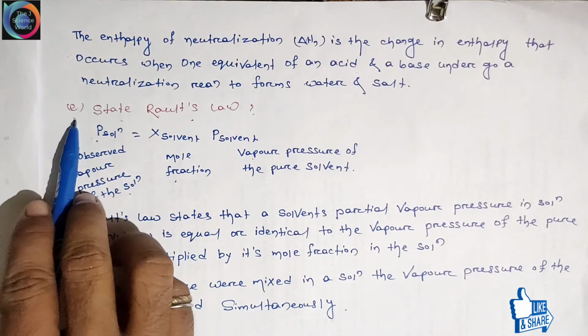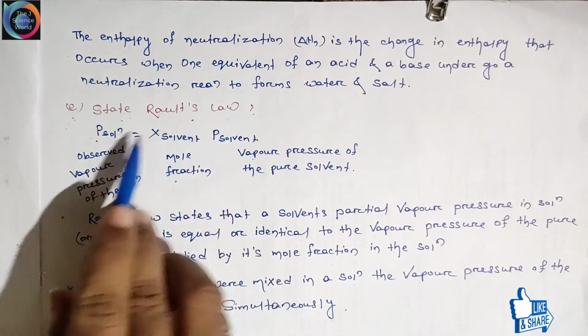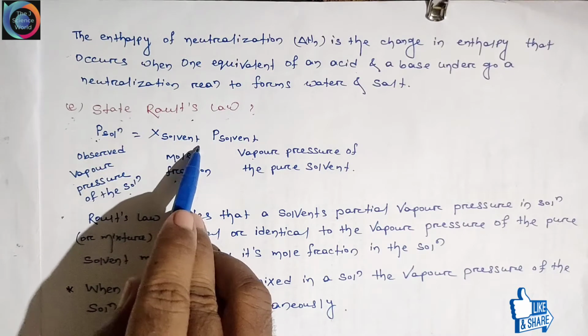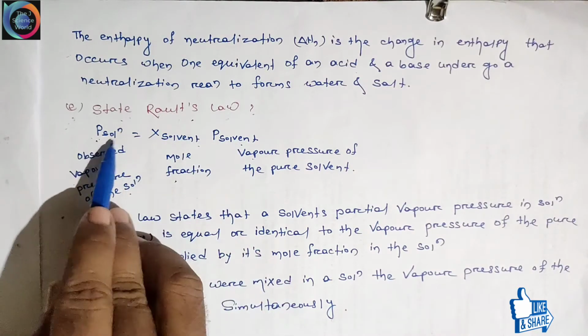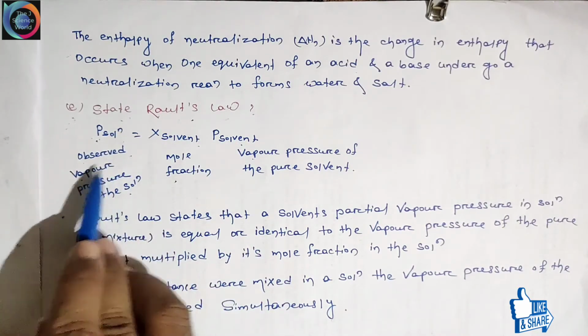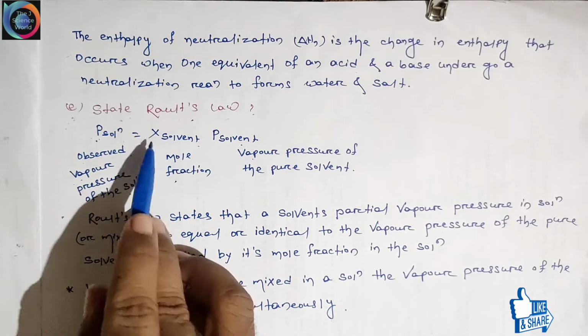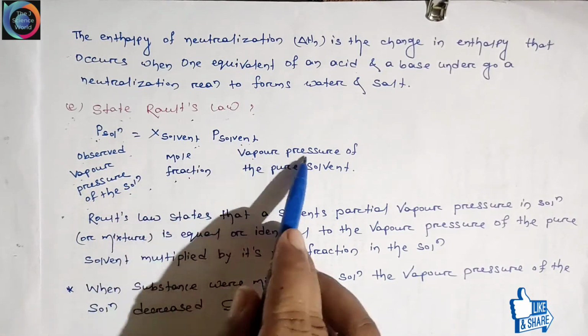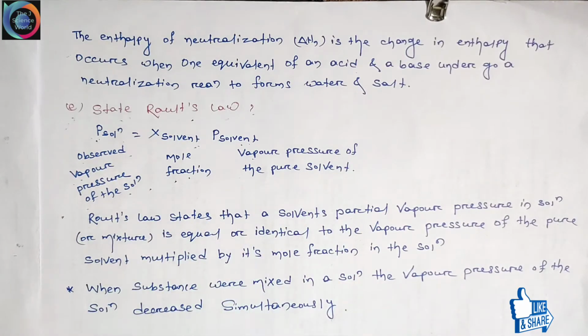The next question is question number E: state Raoult's law. The general formula of Raoult's law is P_solution = X_solvent × P_solvent. P_solution is our observed vapor pressure of the solution, X_solvent is the mole fraction of the solvent, and P_solvent is the vapor pressure of the pure solvent.